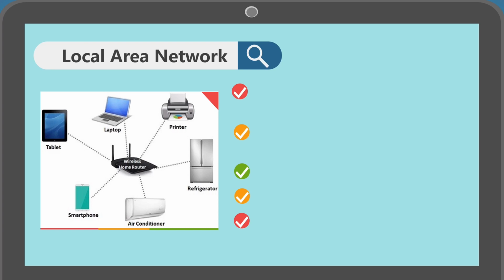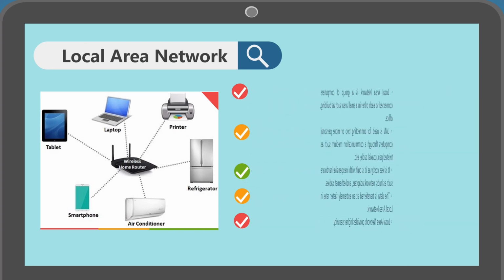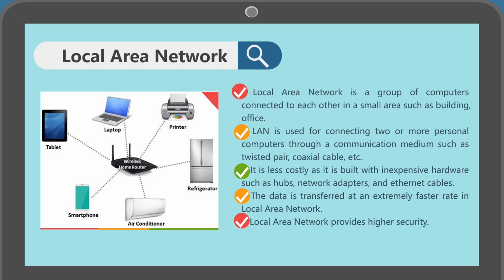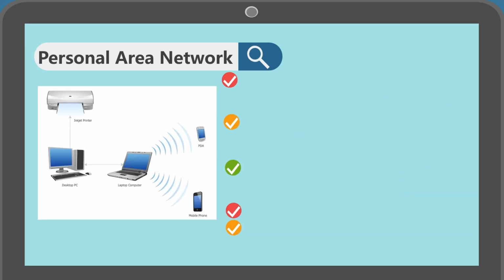Firstly, local area network is a group of computers connected to each other in a small area such as a building or fields. LAN is used for connecting 2 or more personal computers through a communication medium such as twisted pair, coaxial cable, and so on. It is less costly as it is built with inexpensive hardware. The data is transferred at an extremely faster rate in local area network. Local area network provides higher security.